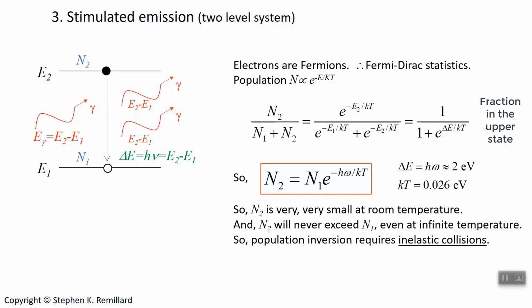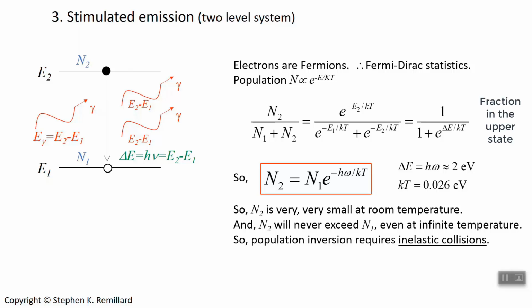If you put some numbers in, 2 for h bar omega, 0.026 for kT, you'll realize that N2 is much, much less than N1. You have to get extremely hot for N2 to become significant. That is, temperature T needs to be very high so that kT can be large and you don't have N2 being a very, very small number. The problem is that even at infinite temperature, N2 will never exceed N1. So if you want to have a lot of electrons in the excited state, which is necessary to have a lot of stimulated emission, we need some other way than heating up the medium to get electrons into the excited state.